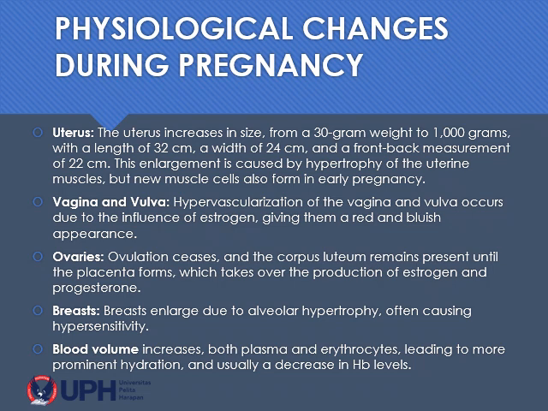The next changes that will happen are in the vagina and vulva. So there will be hypervascularization in the vagina and vulva that happens because of the change in estrogen. So sometimes this will cause the vagina and vulva to be bluish in color, and sometimes very red. And the next one is about the ovaries. So once pregnancy happens, ovulation will cease, and then the corpus luteum will remain present until the placenta forms, which takes over the production of estrogen and progesterone.